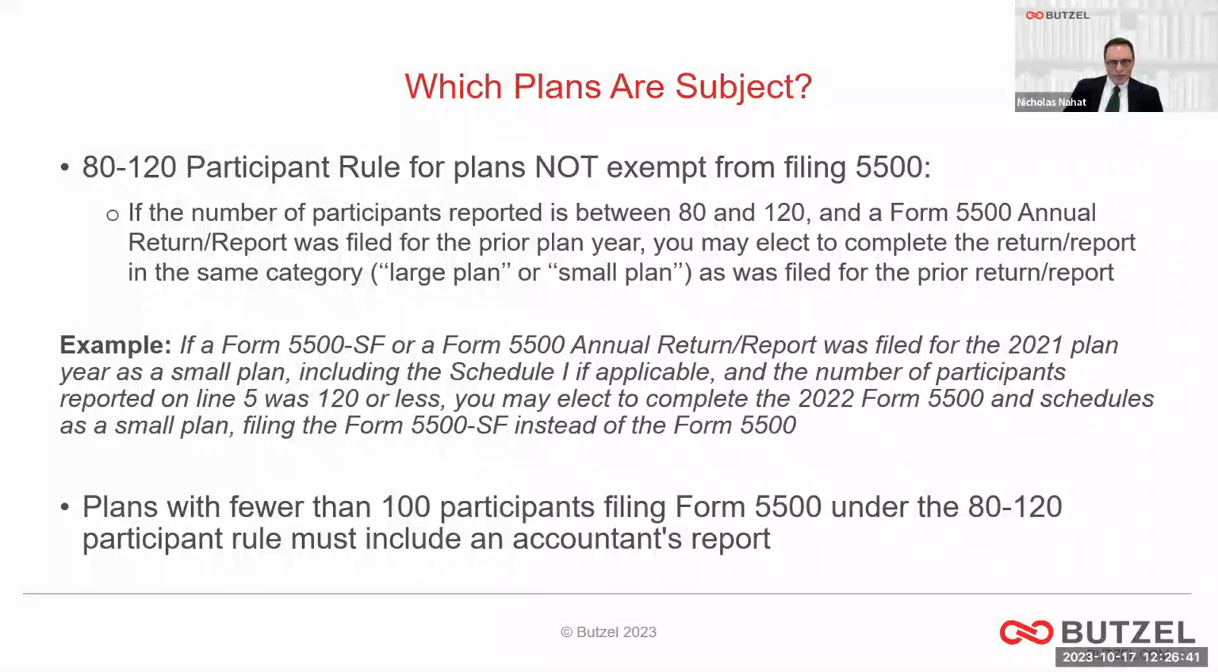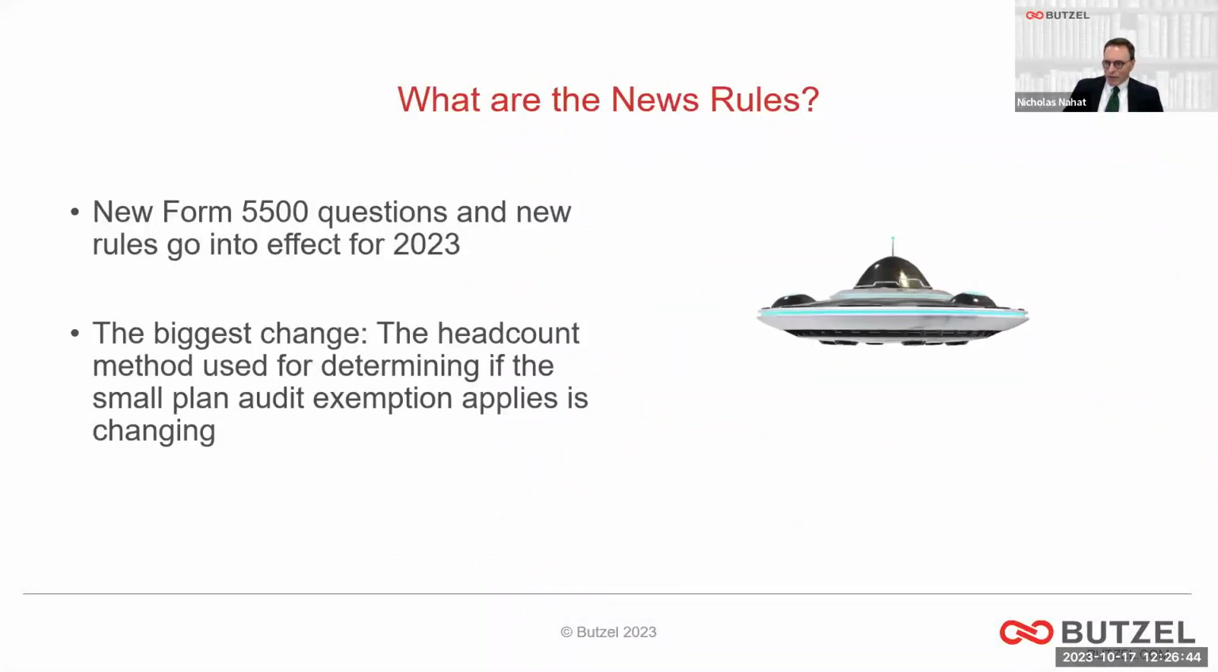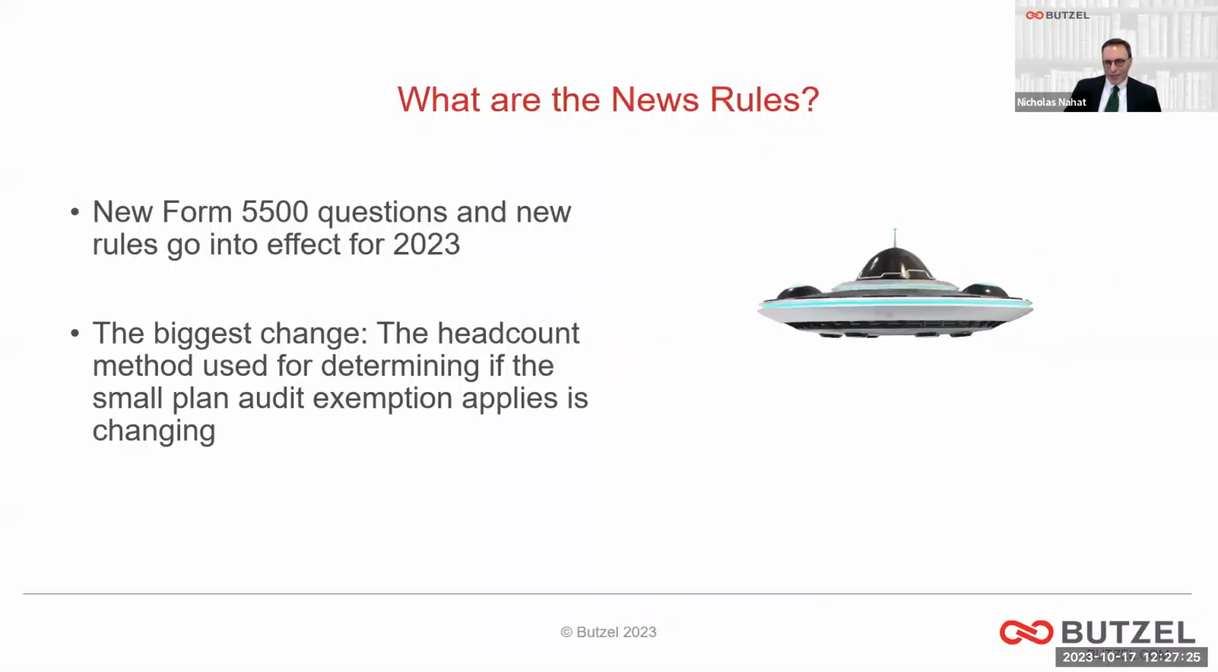Let's now move on to slide 14. So the new rules, I think we've set the table. We have a good context established. Again, hopefully some of you older hands might have gotten a little bit of a refresher for these issues. Now, though, with that context set, we can talk a little bit about the specific changes. And the biggest one, the flying saucer coming to you on this slide, the headcount method used for determining if the small plan audit exemption applies. So let's move on to slide 15 and talk about that a little bit.